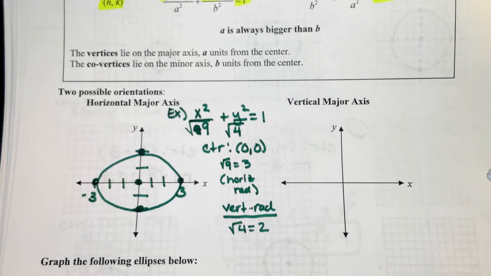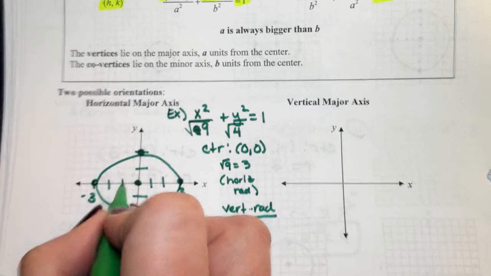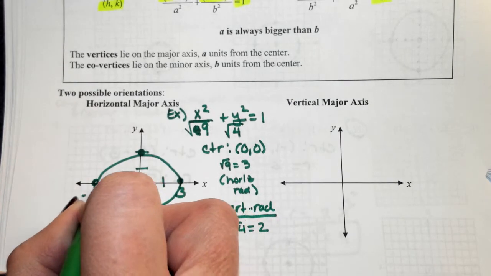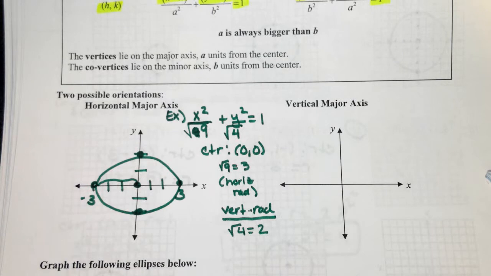We call this a horizontal major axis because the distance from the center to the outer part is longer horizontally than it is vertically. Okay? So any questions on how I graph that ellipse?